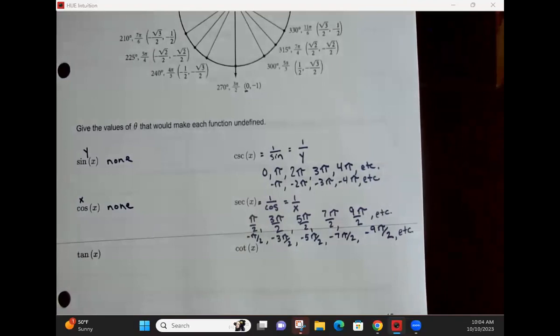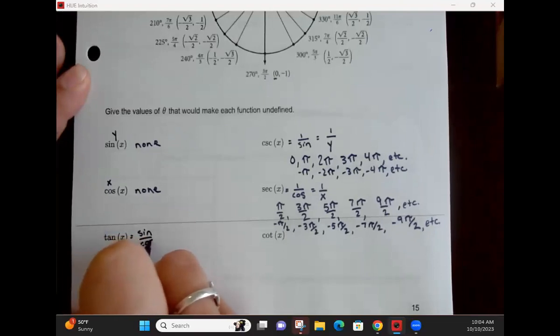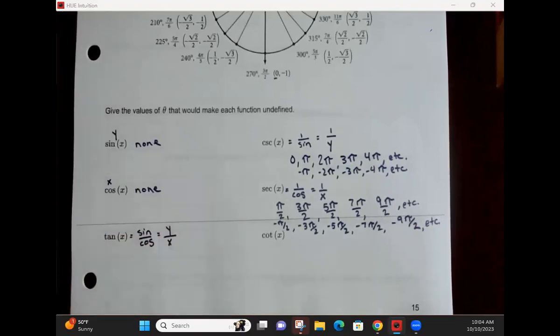Now let's talk about tangent. Tangent, remember, is sine over cosine. So we are looking at the y value over the x value. It's that ratio of sine to cosine. Will tangent ever be undefined? Yes, tangent will be undefined when the x value is 0, when cosine is 0, when the x coordinate is 0.